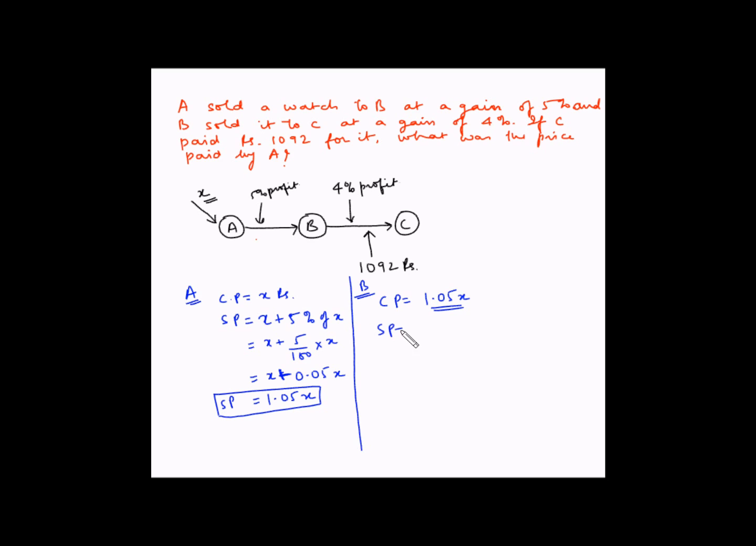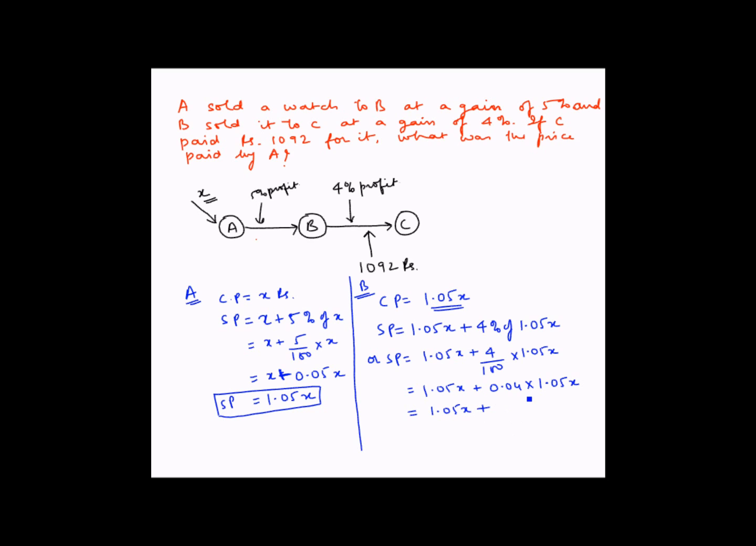So the selling price is equal to the cost price, which is 1.05 times x plus 4% of 1.05 times x, or selling price is equal to 1.05x plus 4 divided by 100 multiplied by 1.05 times x. So this is equal to 1.05x plus 0.04 multiplied by 1.05x.